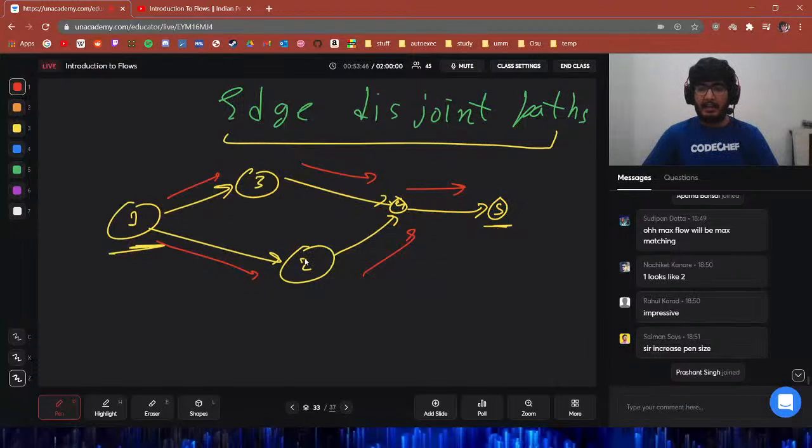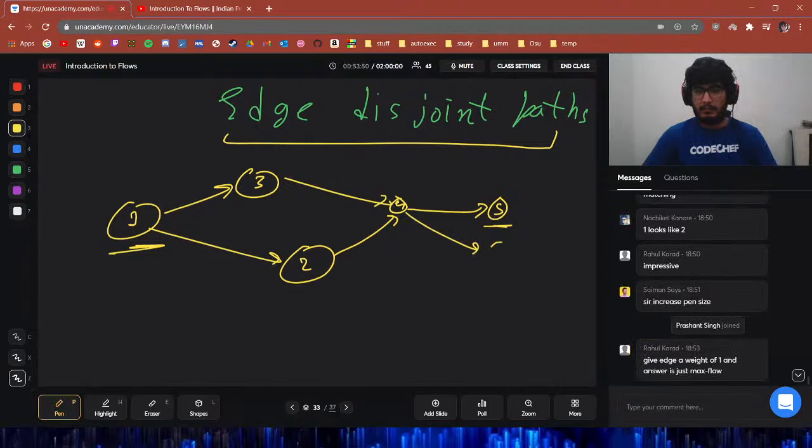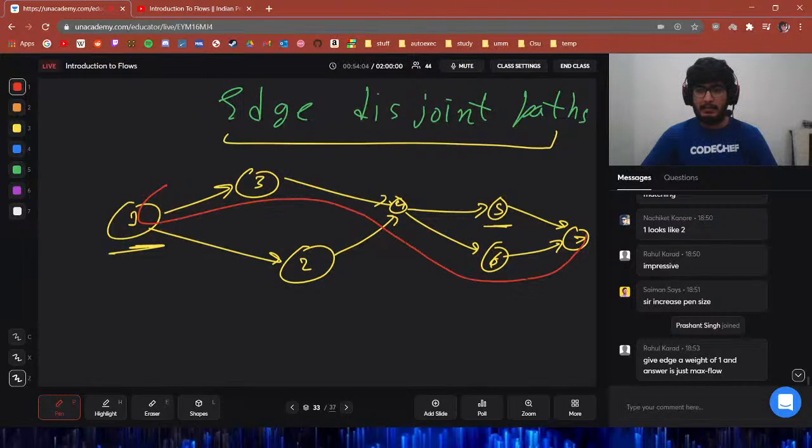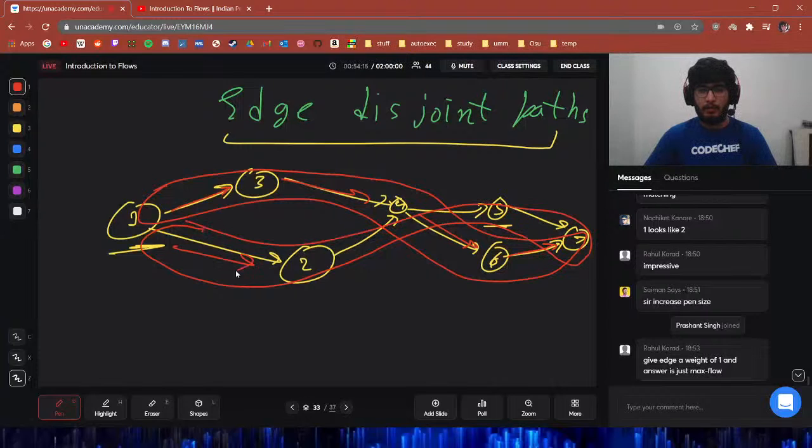If we had added a structure like this, and here 7, now we can actually select two paths. Now the answer is not one path, it is two paths. The first path can be something like this, basically 1 to 3, 3 to 4, 4 to 6, 6 to 7, and the second path can be something like this, basically 1 to 2, 2 to 4, 4 to 5, and 5 to 7.